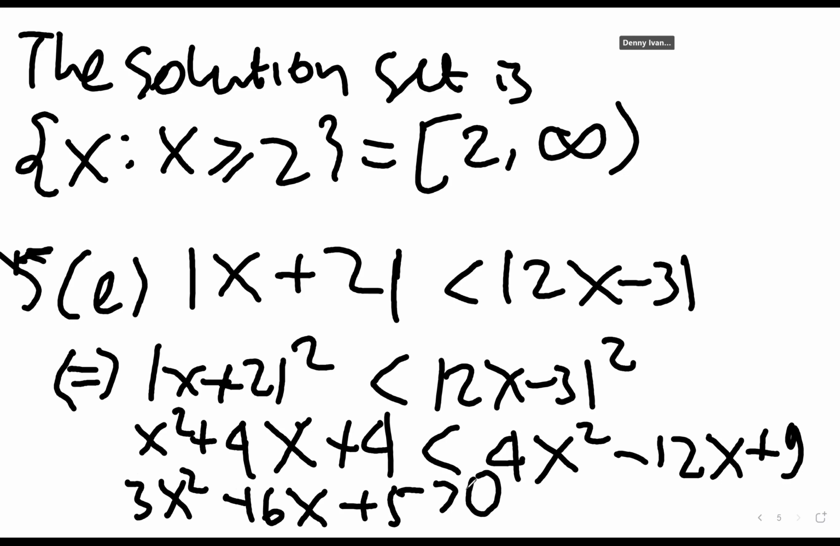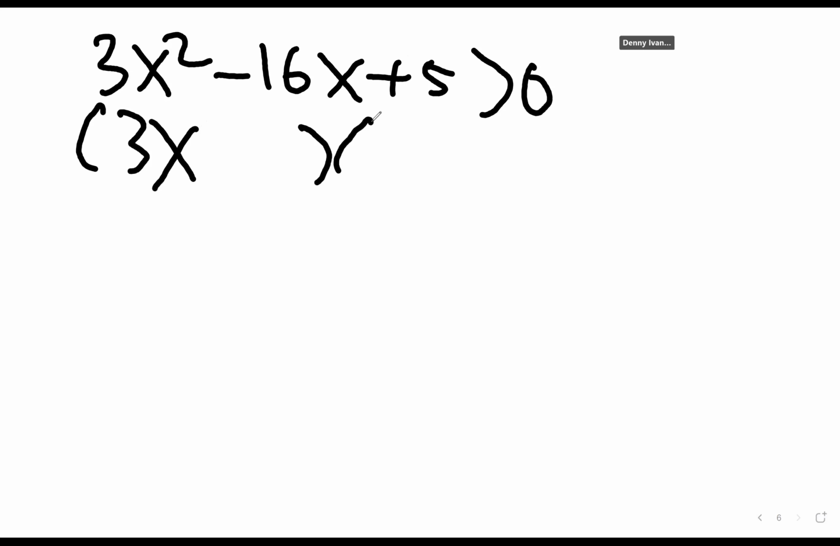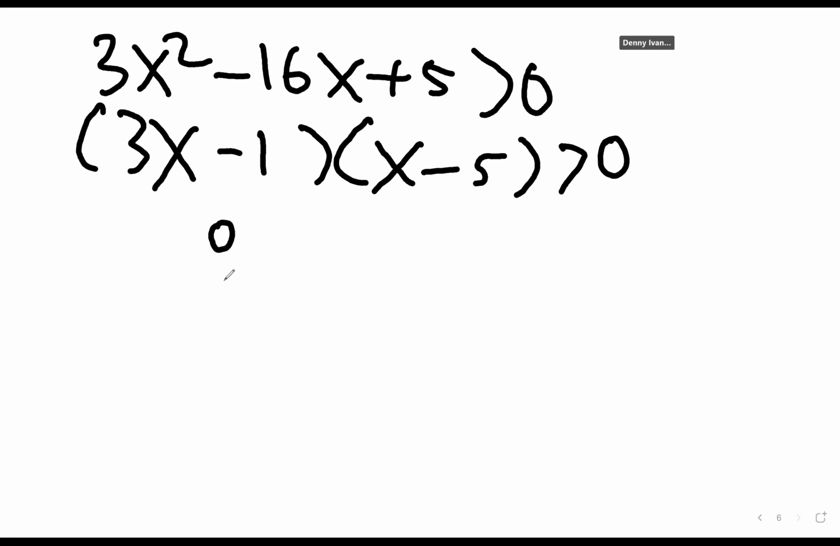Okay, so now what happens with this one? Of course, I will copy the last quadratic inequality down there, 3x squared minus 16x plus 5 is greater than 0. So 3x minus 1, x minus 5 is greater than 0. Of course, we can consider here 1 over 3, 5 here.